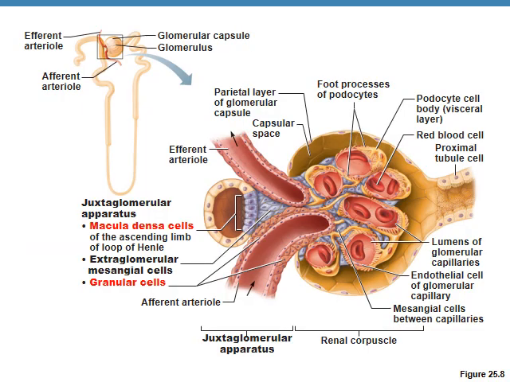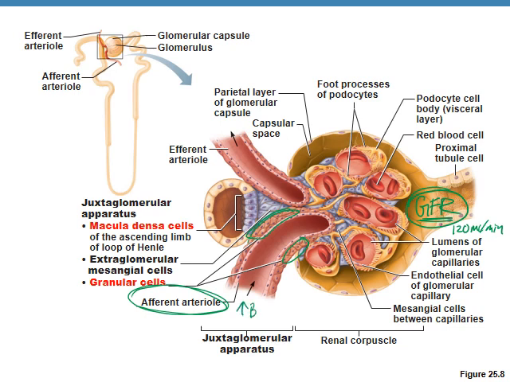Maybe it'll help to look at this image. So remember, here's our afferent arteriole. Here are granular cells. And we said we can do vasoconstriction or vasodilation. Remember, the end goal here is glomerular filtration rate staying constant, that 120 mLs per minute, right? So we want to keep this glomerular filtration rate constant.